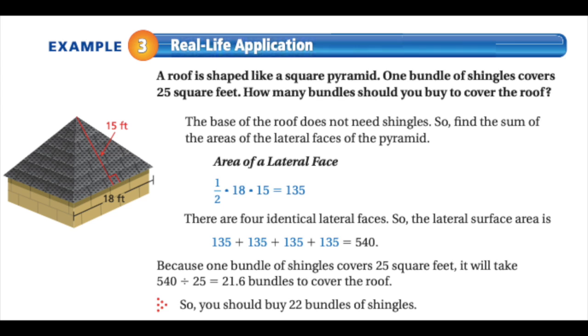Again, you can't go into the store and buy 21.6 bundles of anything, right? And so we're going to round up in this situation, regardless of if our rules tell us to round up. We're rounding up because of logic and saying that we are going to want to cover the entire roof. And so we're going to need 22 bundles of shingles. All right.